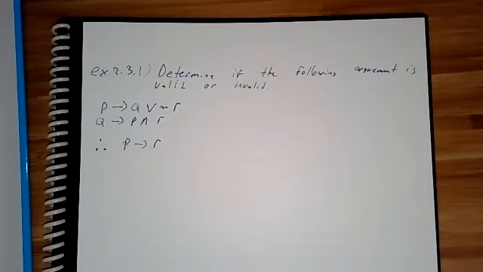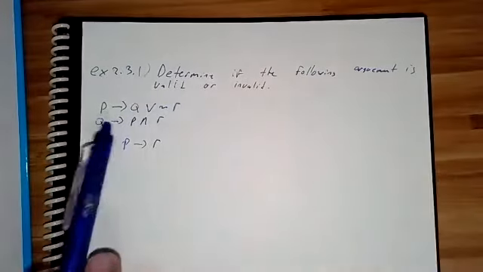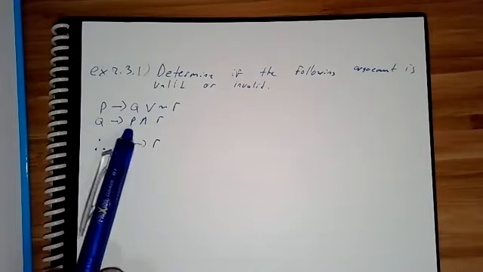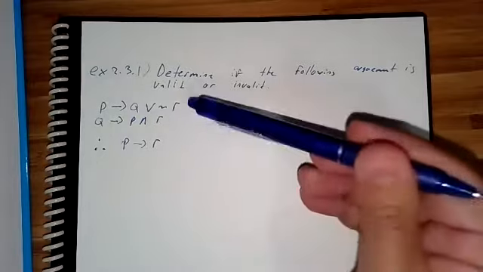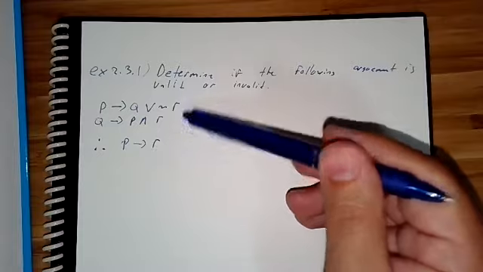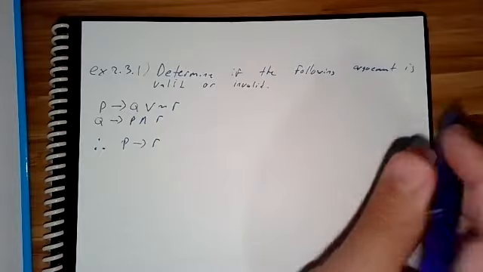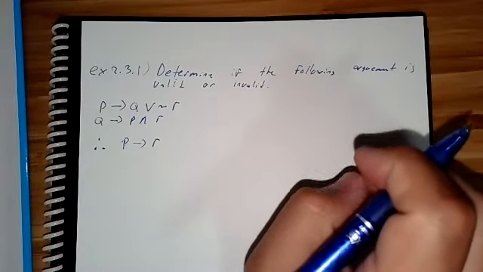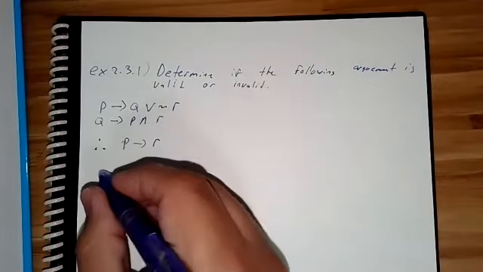Okay, so determine if the following argument is valid or invalid. So here's a question they give us. P implies Q or not R. And then Q implies P and R. Therefore, P implies R. So these are the two premises, and this is the conclusion. Okay. So this is the argument with its conclusion. We have to go through steps one through three and figure out if this argument is valid. So we've got to make a truth table, a big one.